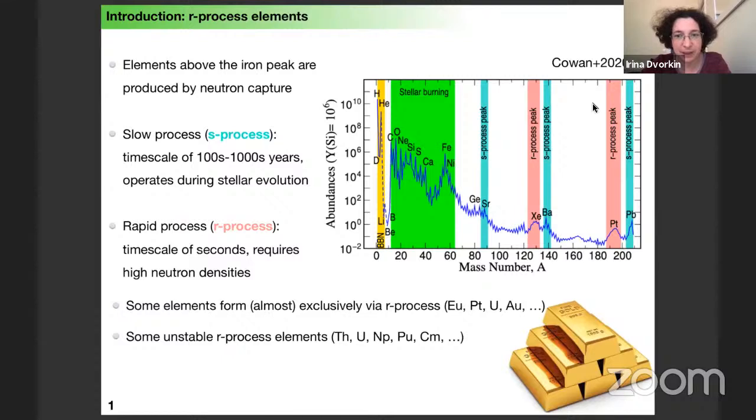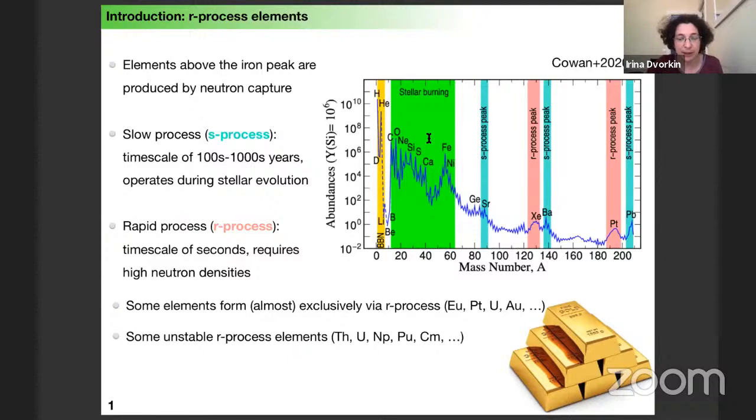So today I'm going to tell you about the origin of some of the heavy elements in the universe. In this plot on the right, what we see is the abundances of different chemical elements in the solar system. Apart from some light elements that are formed during Big Bang nucleosynthesis, a lot of the elements that we know are in this green category. They're formed during stellar evolution.